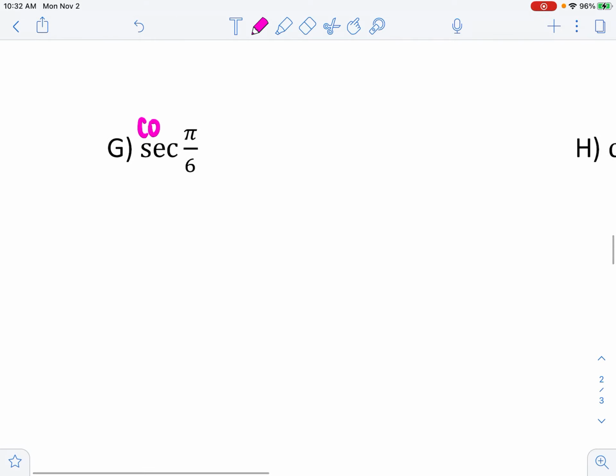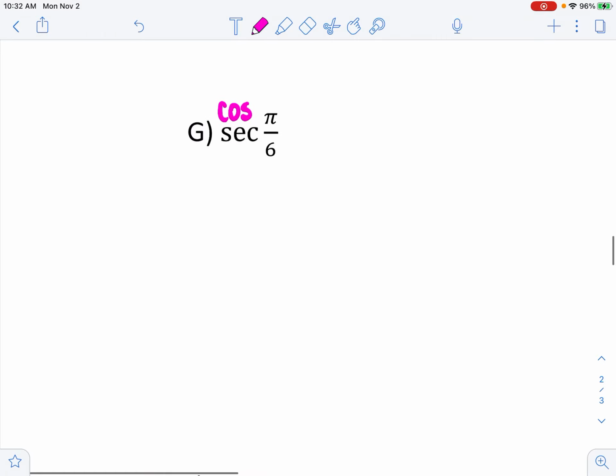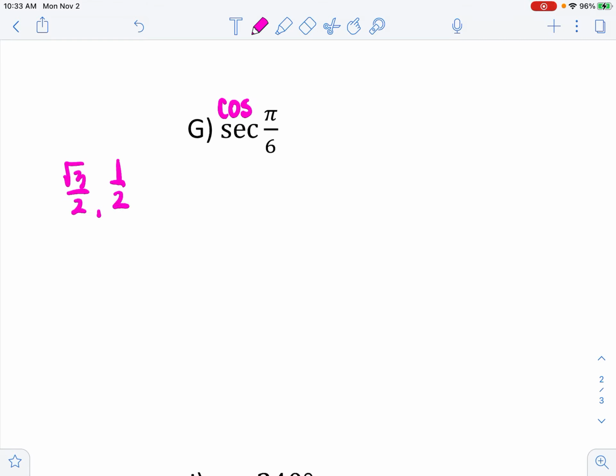Next one, we have secant of pi/6. So first thing I say is secant. I don't have secants memorized. What's its reciprocal? Cosine. So I'm going to pretend it says cosine. Do I have cosine of pi/6 memorized? I do. I do have my pi/6 angles memorized. It's my 30-degree angle in my first quadrant. 30 degrees is √3/2, 1/2.